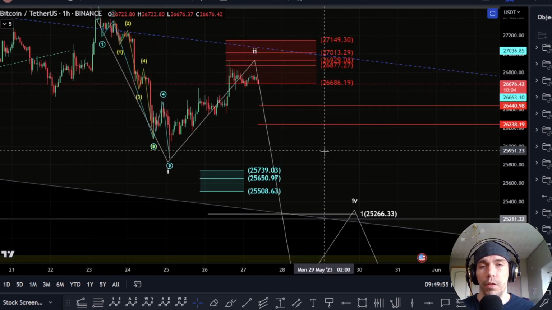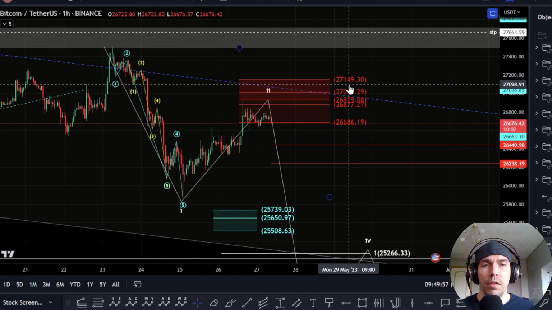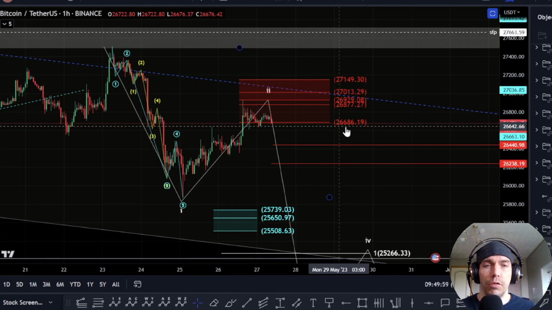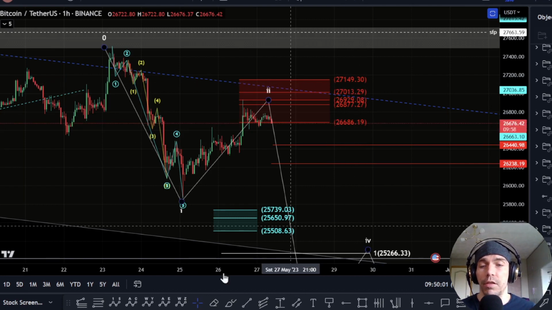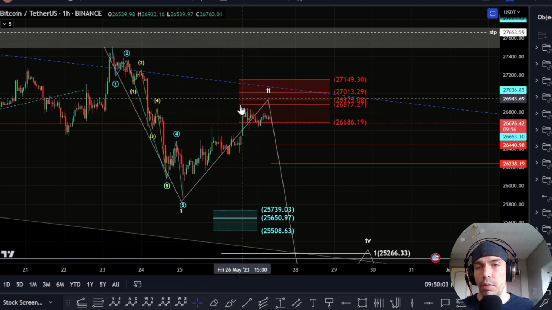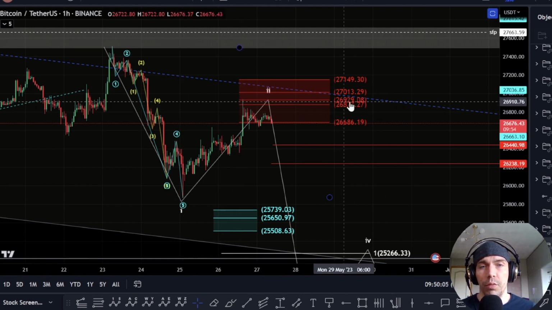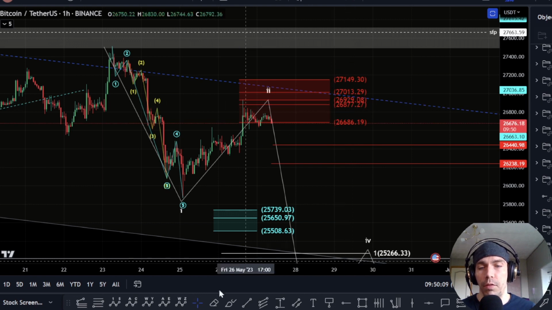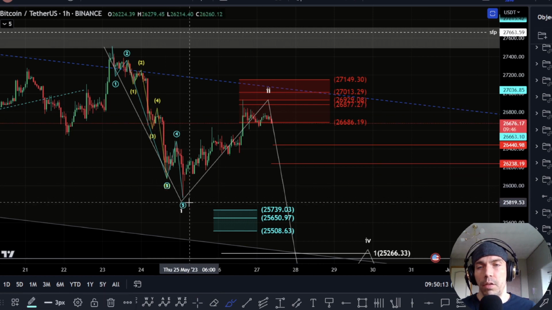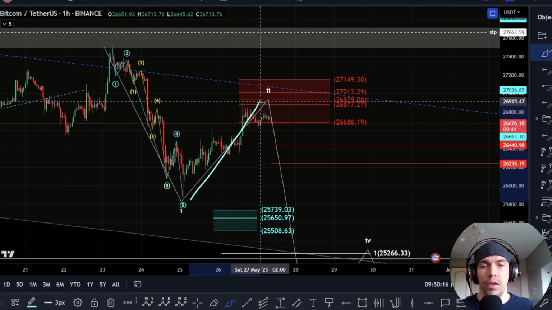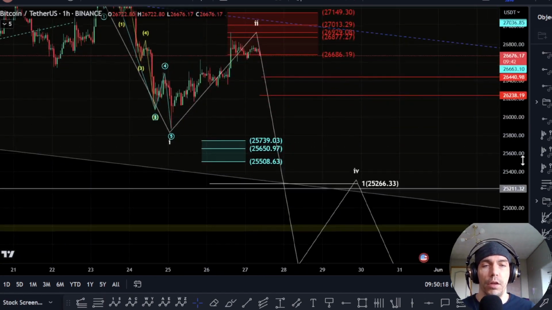So we were talking about this rejection area here of this 27,149 to this 26,686. Now we have actually come into this golden pocket area here of this 26,929 to this 26,877. So what we want to see here is, if this is a completed wave 2 here, what we'd want to see is an additional 5-wave move to the downside.